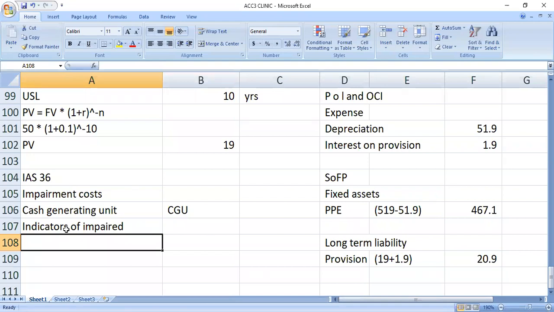All right. So how do we therefore determine impairment loss? Because that is when a car is said to incur impairment costs.